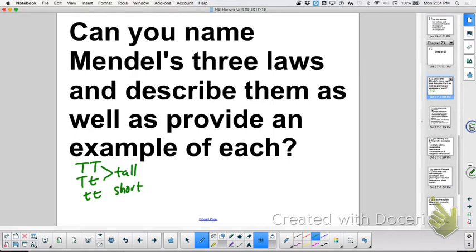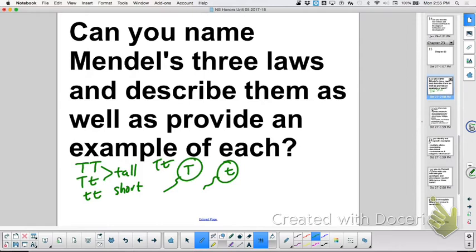Law of segregation, which means what? Okay, so you separate them into pairs. So you would separate, big T would be in one gamete. Let's say if you had a heterozygote, big T would be in one gamete and what? Little t in the other gamete. Okay, what's the third law?